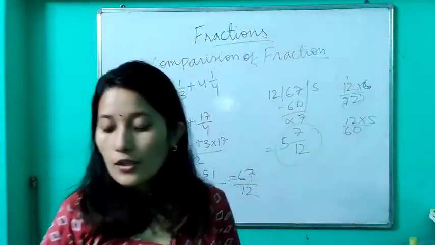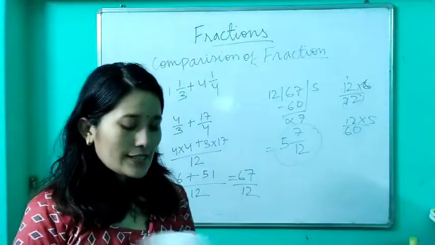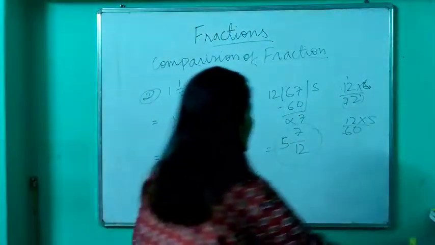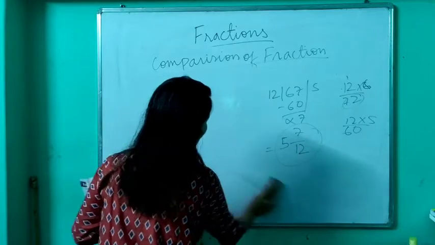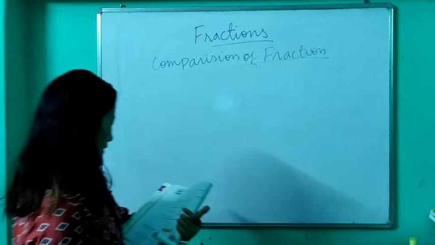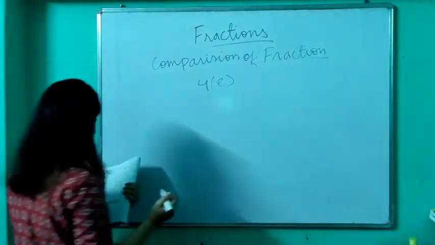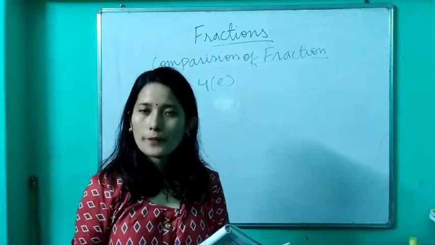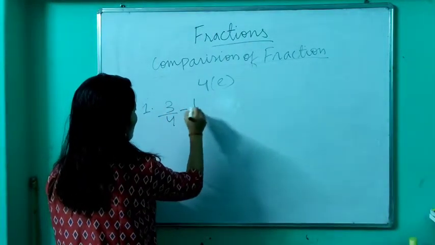How do you subtract the fraction? For that, let us go to exercise 4E. Like I told you, it's similar to addition only, but here instead of adding you are subtracting. Okay, so let's go to 4E. Question number 1, find the difference. Difference also means to subtract. So you are given 3 by 4 minus 1 by 2.